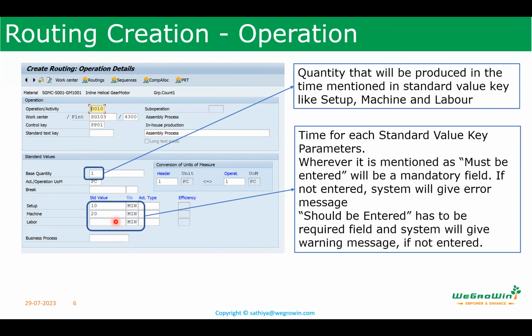So all these things are controlled by what? By the standard value key and the control parameters we define in the work centers. They will tell whether you are going to fill the details here or not. But what time you have to put is based on the routing. Is it clear?